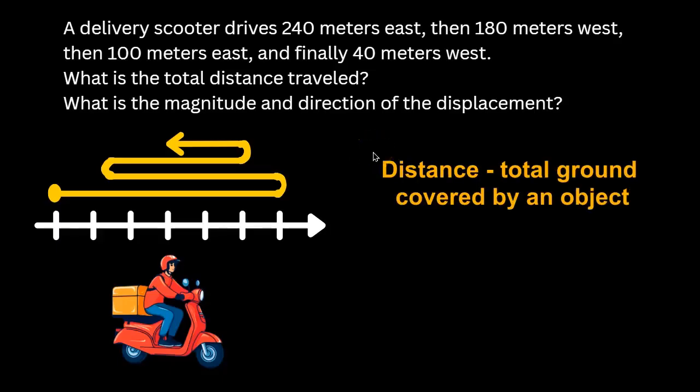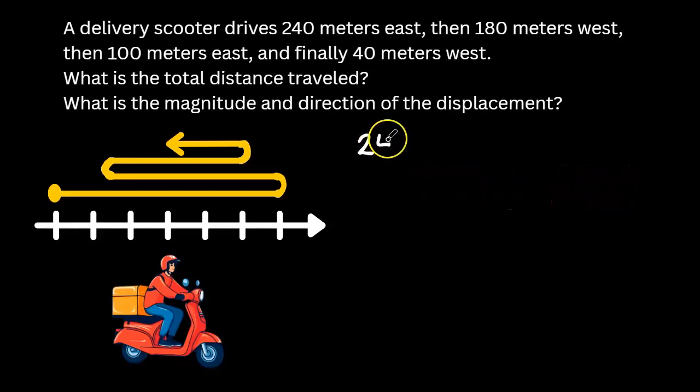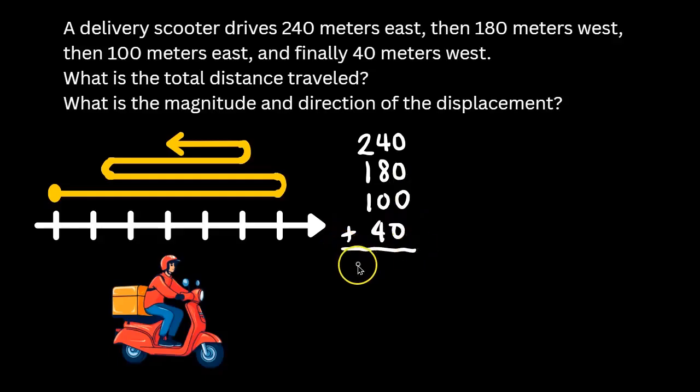Now, distance is the total ground covered. So all we do here is to add the four numbers. So 240 plus 180 plus 100 plus 40. Adding all the four of these numbers together, we get 560 meters. So that is the total distance traveled.